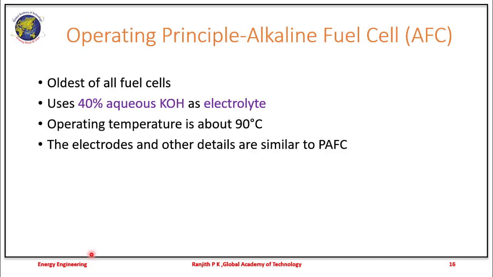The next type of fuel cell is an alkaline fuel cell. It is the oldest of fuel cells that are used. It basically uses aqueous potassium hydroxide as an electrolyte, and the operating temperature is about 90 degrees Celsius. The electrodes and the other details are very similar to the phosphoric acid fuel cell except for the change in electrolyte.